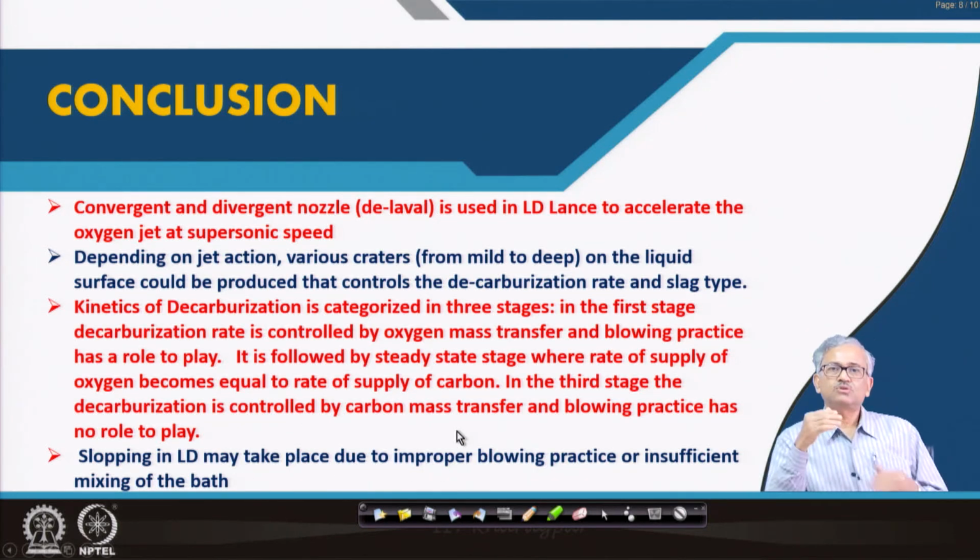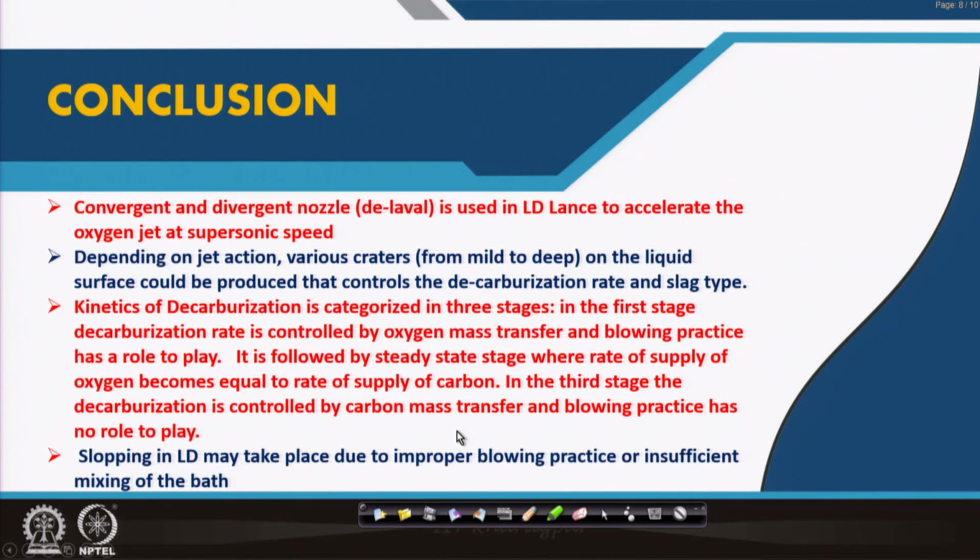And slopping in LD may take place. Slopping means, as I say, that the emulsion comes out of the LD mouth, which causes a lot of loss and also becomes a very cumbersome process. It can happen due to improper blowing practice or insufficient mixing in the bath. If the bath is not properly mixed, then also it can happen, or because of improper blowing practice.